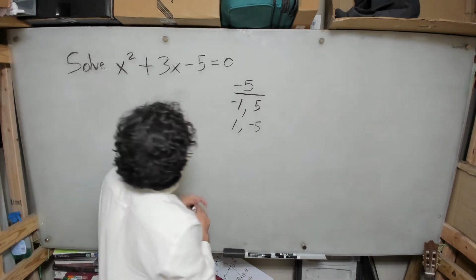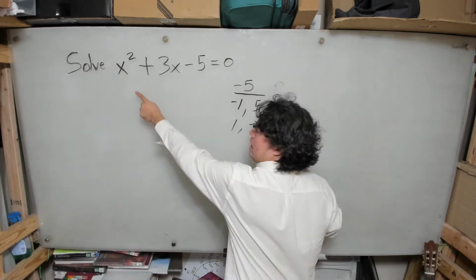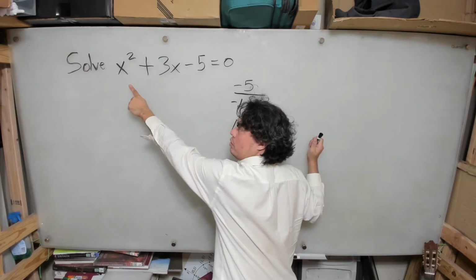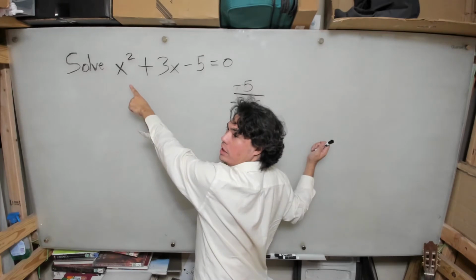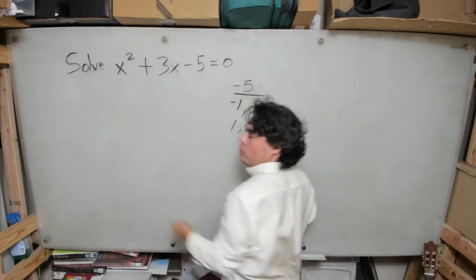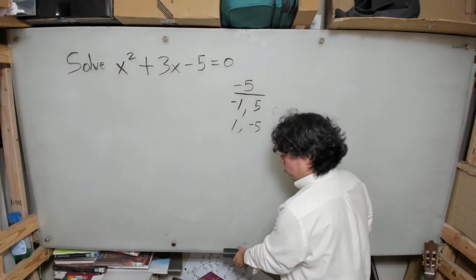And also, this equation has an x squared term, right? But it also has an x term. So we can't get the square term by itself to use the square root technique. So we're going to have to do something new.